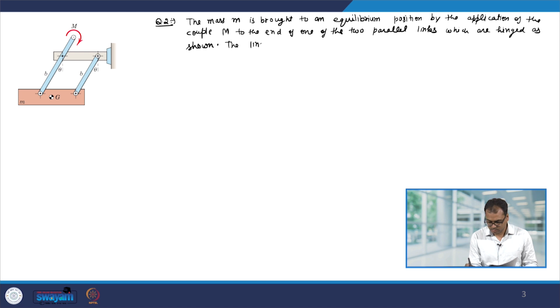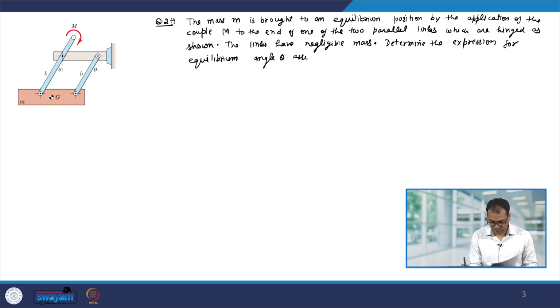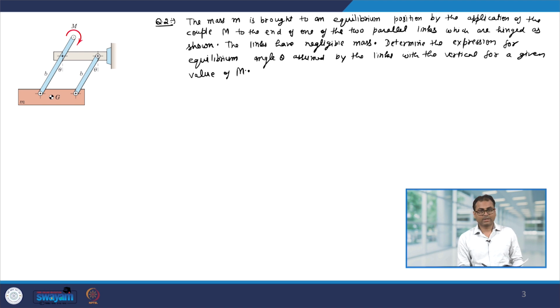The links have negligible mass, and in the question it is asked you to determine the expression for equilibrium angle theta which is assumed by the links with the vertical for a given value of the moment m.